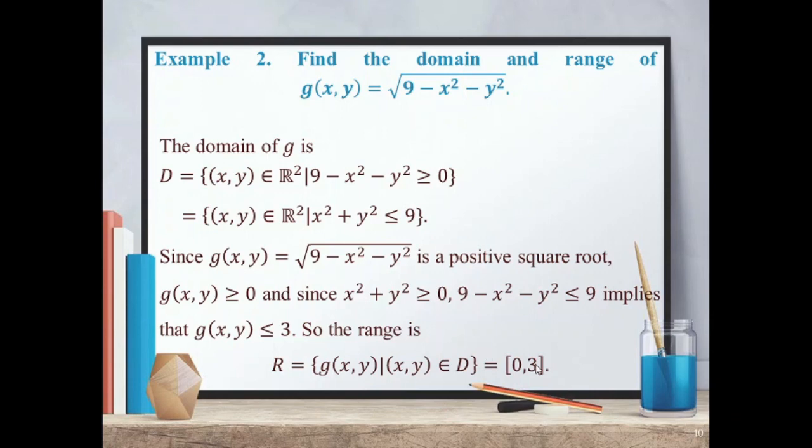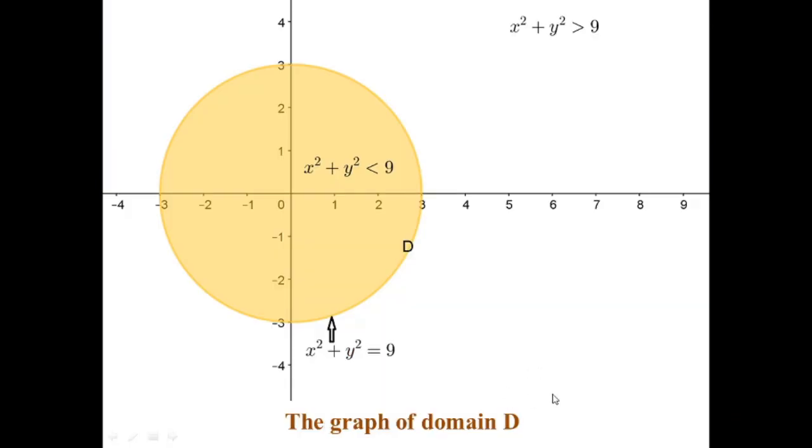greatest value of g of x, y is 3. The graph of domain D is the set of those ordered pairs x, y of real numbers such that x square plus y square is less than or equal to 9, where x square plus y square is equal to 9 is nothing but the circle with center at origin 0, 0 and radius 3, and the interior part of this circle represents x square plus y square less than 9, and the exterior part of this circle represents the inequality x square plus y square greater than 9, and therefore our domain D is represented by this circle x square plus y square is equal to 9 together with the interior part.